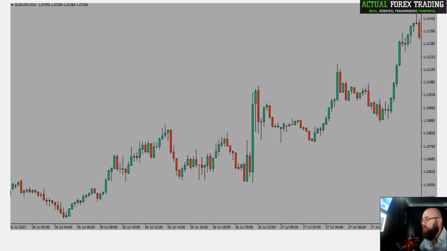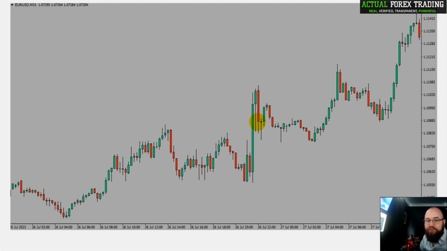So here's a price chart. You can see price is uptrending. We have these higher highs and higher lows. Prices coming up. We're uptrending. So we can see that just by the waves, the steps that price is forming on this chart. This is Euro US dollar.